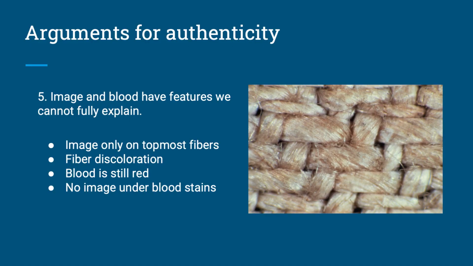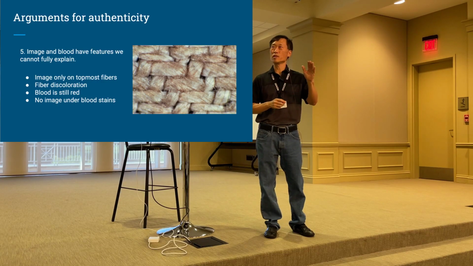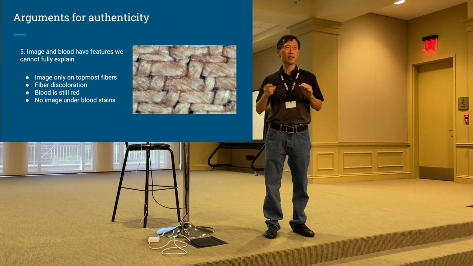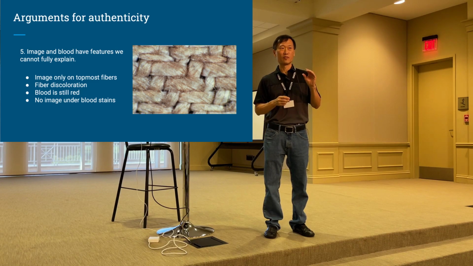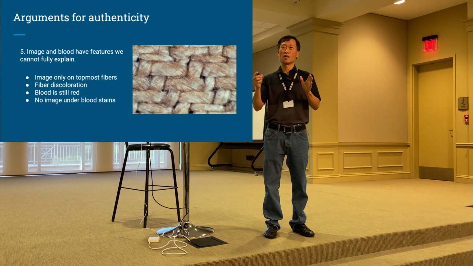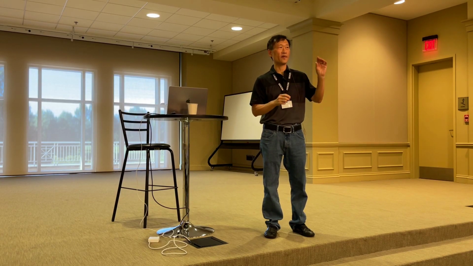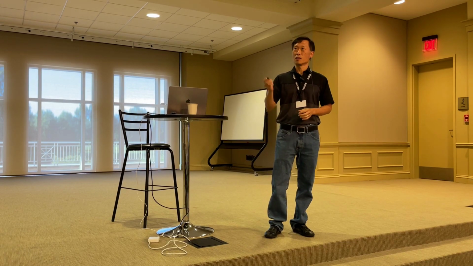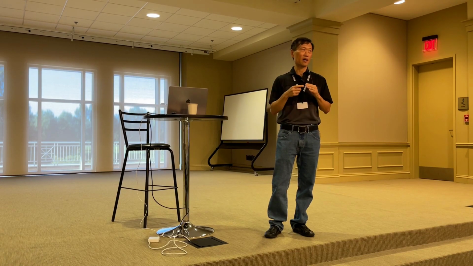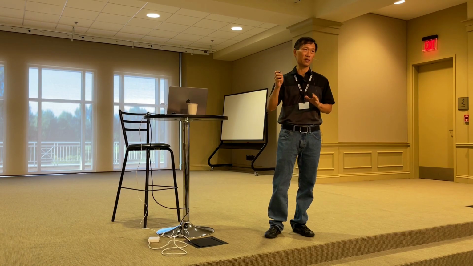The image and blood have features we cannot fully explain. We have no idea how to explain why the image is only on the topmost fibers. We can't fully explain why the fibers are discolored. Remember, there is nothing added to the shroud to make this body image. The body image is simply because the fibers are discolored. The blood is still red. No one can fully account for that. And there is no image under the blood stains. Now, we have partial explanations for all of these, but to my knowledge, there is no complete explanation for any of these.